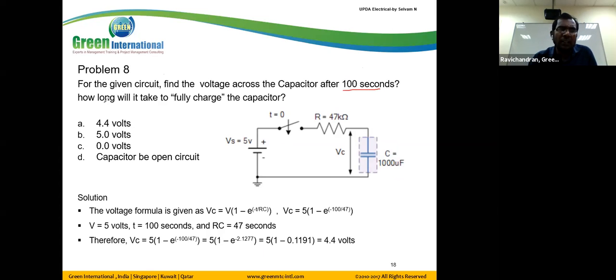The question is wrong. We stated this value. For a given circuit, find the voltage of the capacitor after 100 seconds. This is the question. Okay. Formula for the voltage across the charging capacitor: VC is equal to V times (1 minus e to the power of minus t by RC).